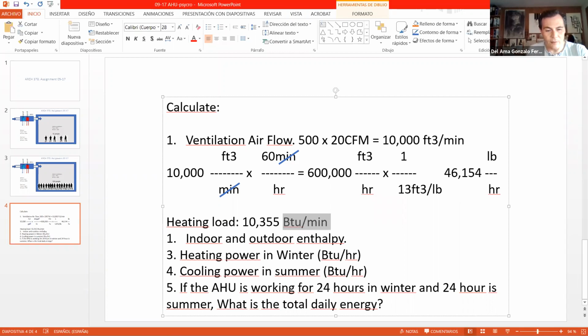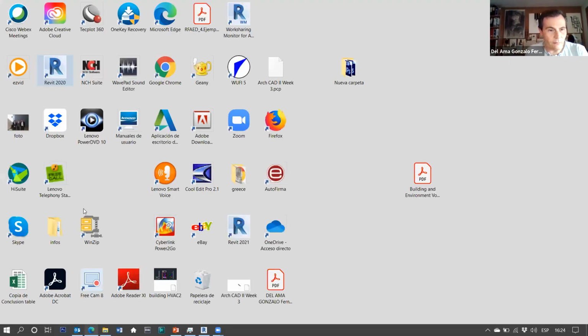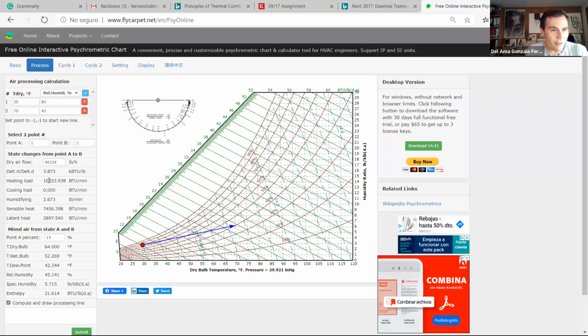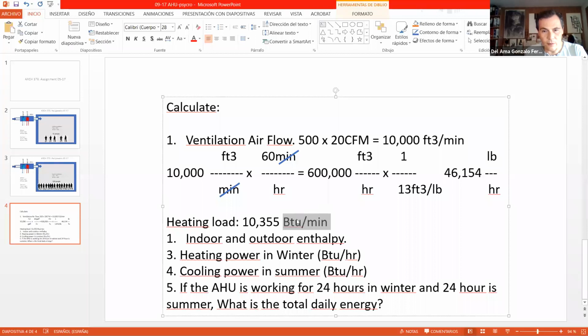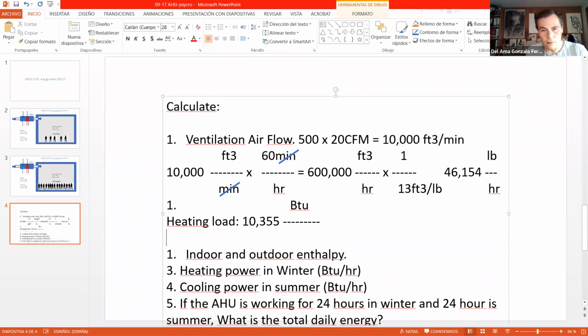Why do we have BTU per minute? Well, because these are the units that we have here. We are used to BTU per hour. So we have to turn this into BTU per hour. So let's do this: BTU, that would be like this, and that would be minute.